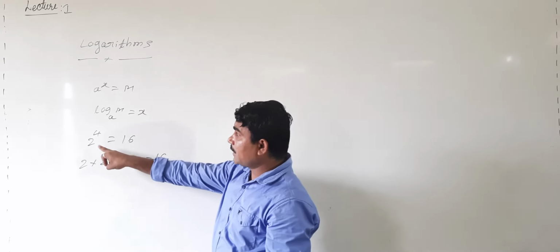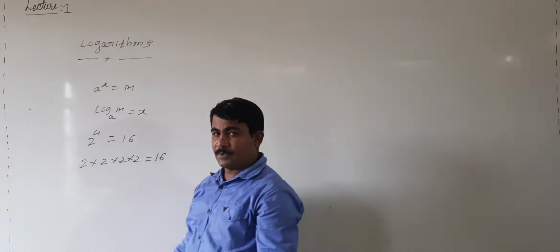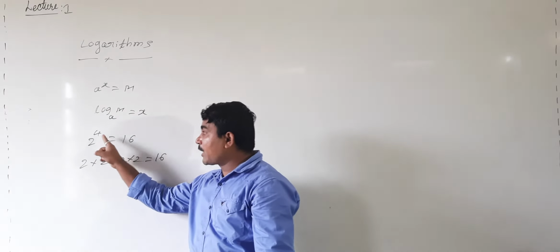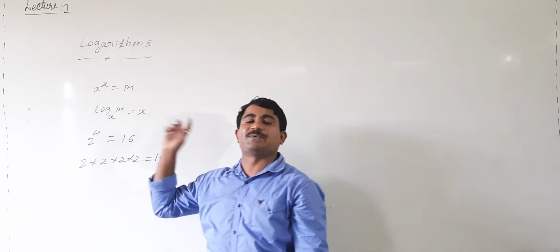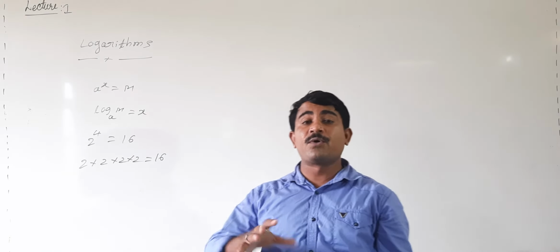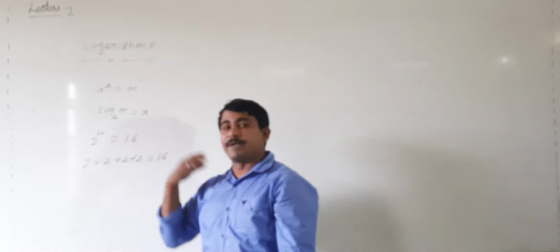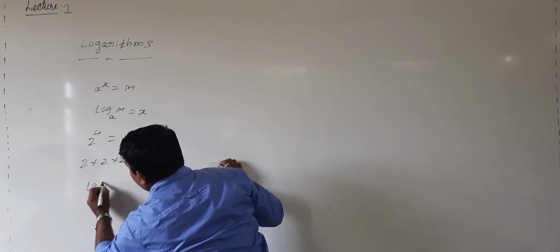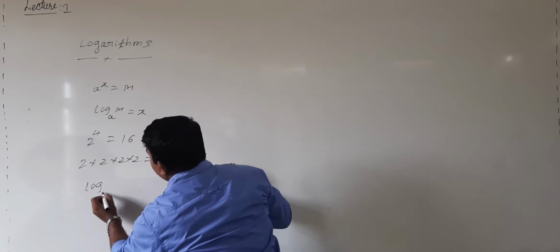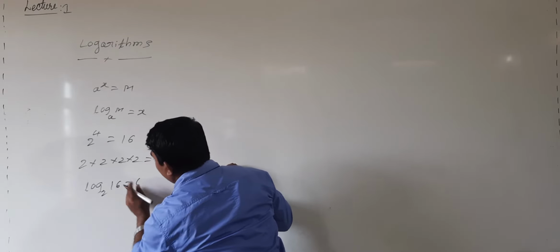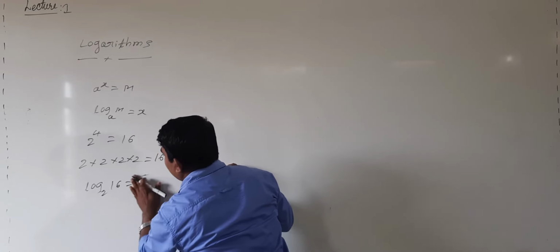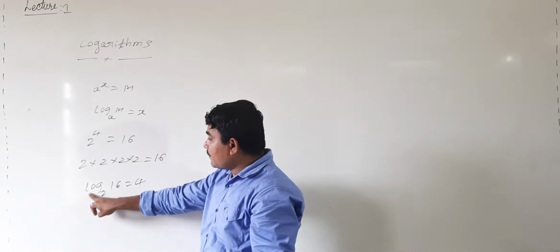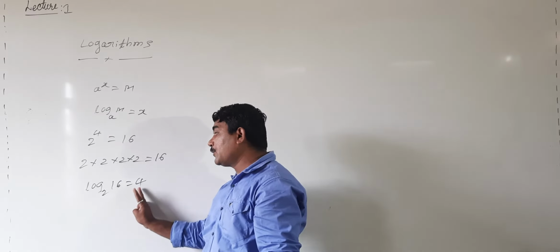What form is it? A raised to x equal to m. 2 raised to 4 equal to 16. Here 4 is called a logarithm of 16 to the base 2. Then how to write this? See here. Logarithm of 16 to the base 2 equal to 4.